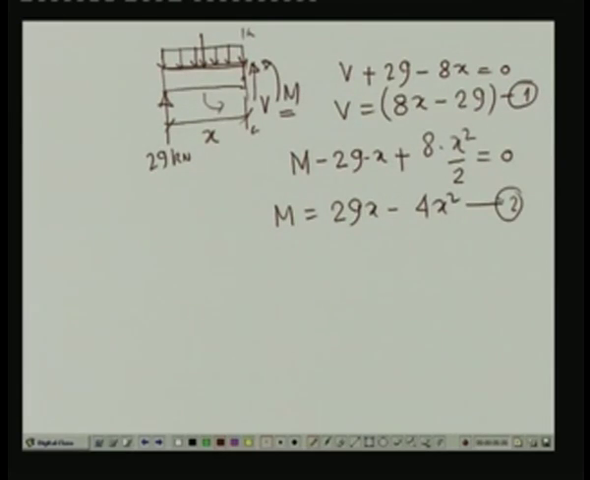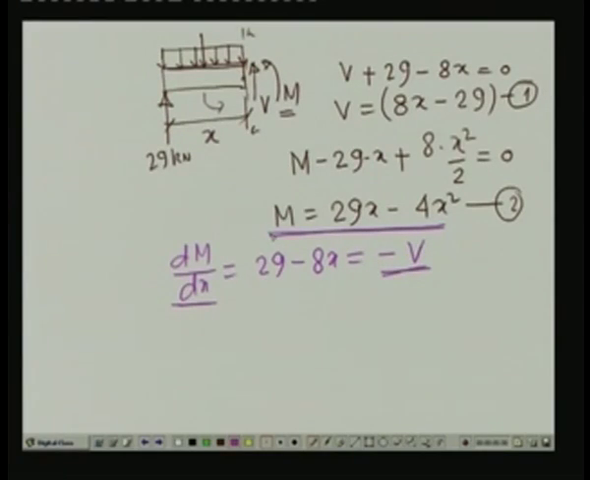Now, if we look at this expression and take the derivative of the moment, dM/dx equals 29 minus 8x, which is nothing but minus V. This conforms to the expression we have seen earlier, the relationship between the shear, the bending moment and the loading.